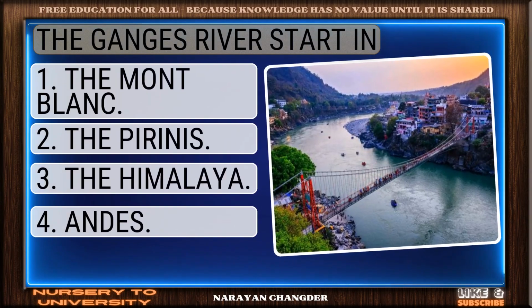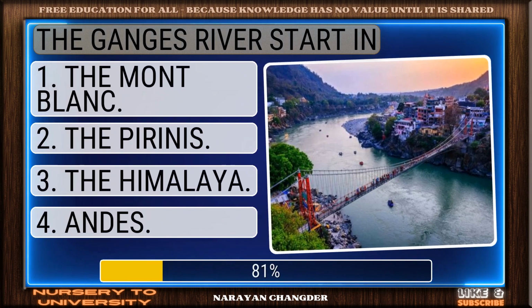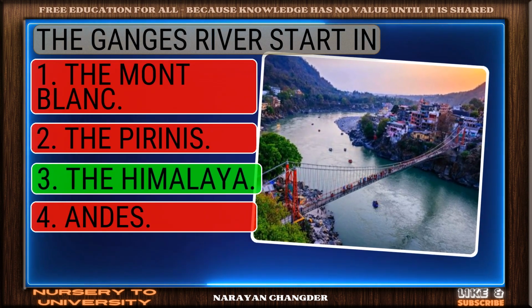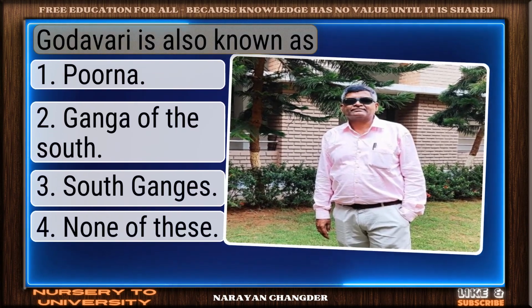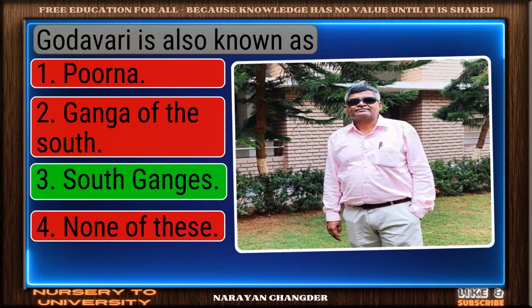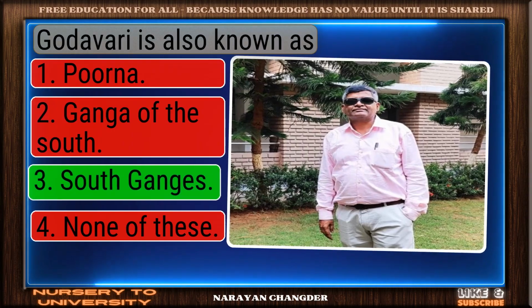Question number 189. The Ganges River starts in. Right choice. The Himalaya is the best answer. Question number 190. Godavari is also known as. Nicely done. South Ganges is a solid answer.